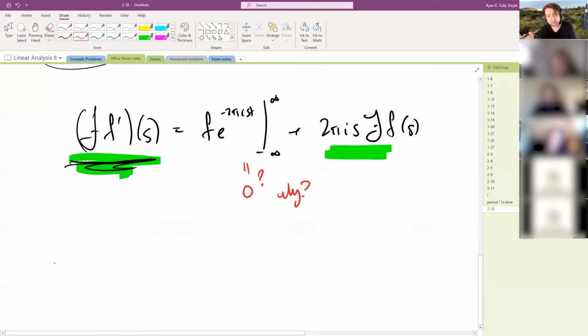Yeah, so when you put in positive infinity, what you end up with here is f. It doesn't really matter what f does at infinity, right? Because e to the minus infinity is nothing. Mm-hmm. When you put in, is this question just written incorrectly?